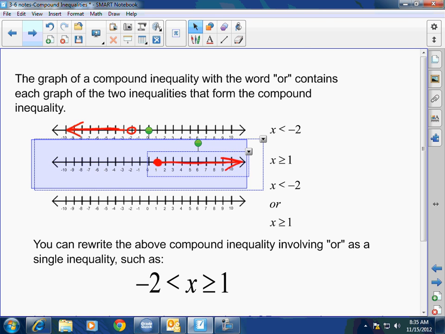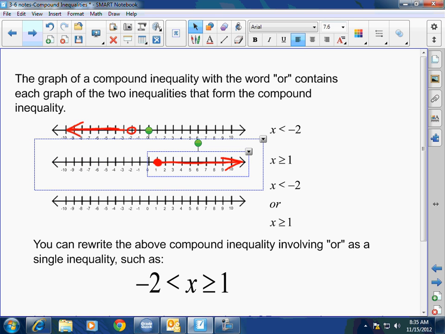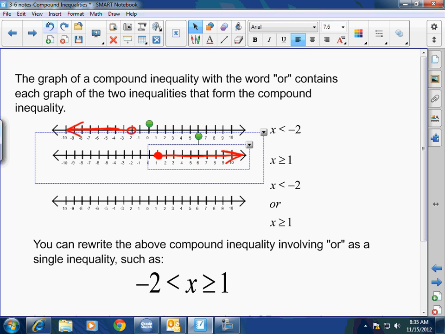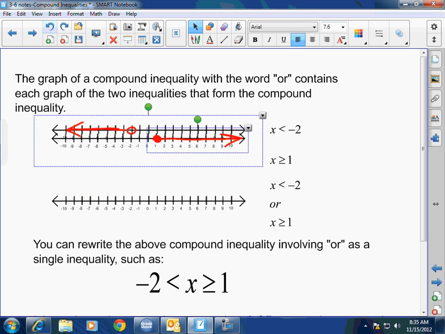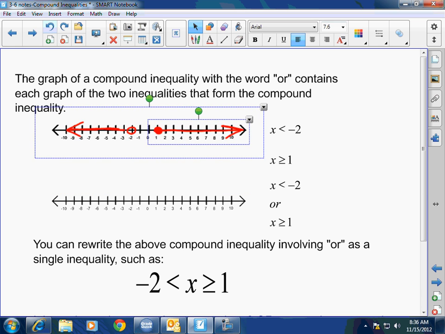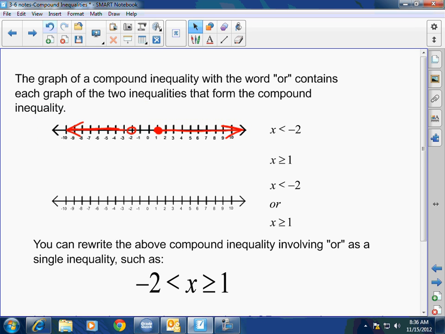Let's go ahead and take this again and just overlap it so you can really see what's going on. When I overlap it, look at what happens. Look what I get. It's an or equation. It's saying that x is less than negative 2 or x is greater than or equal to 1. See that, guys?